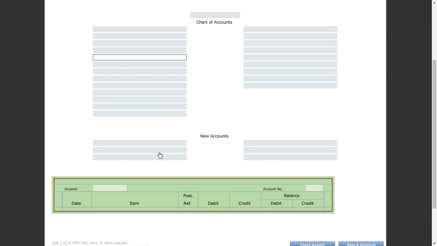So when we look at our ledger here, we're going to be doing something called opening a ledger account. Opening a ledger account says right here, we're just going to put our account title, and then right here, we're going to put our account number. And again, remember, your account number is going to clue you into the type of account it is: an asset, a liability, owner's equity, revenue, or expense.